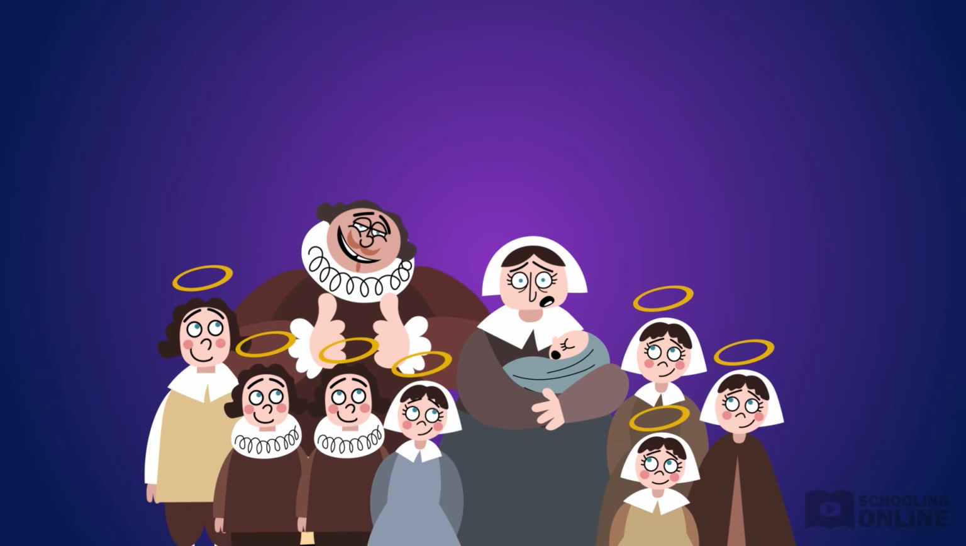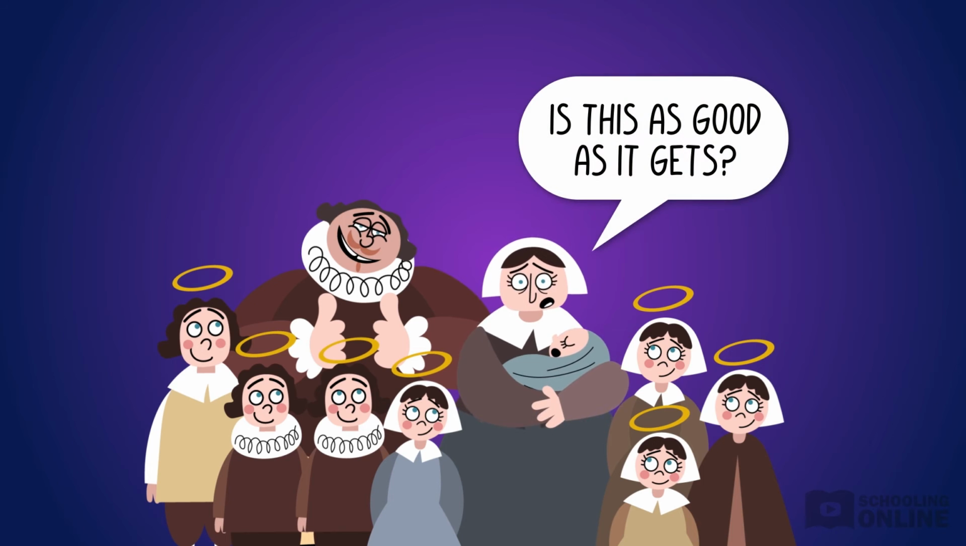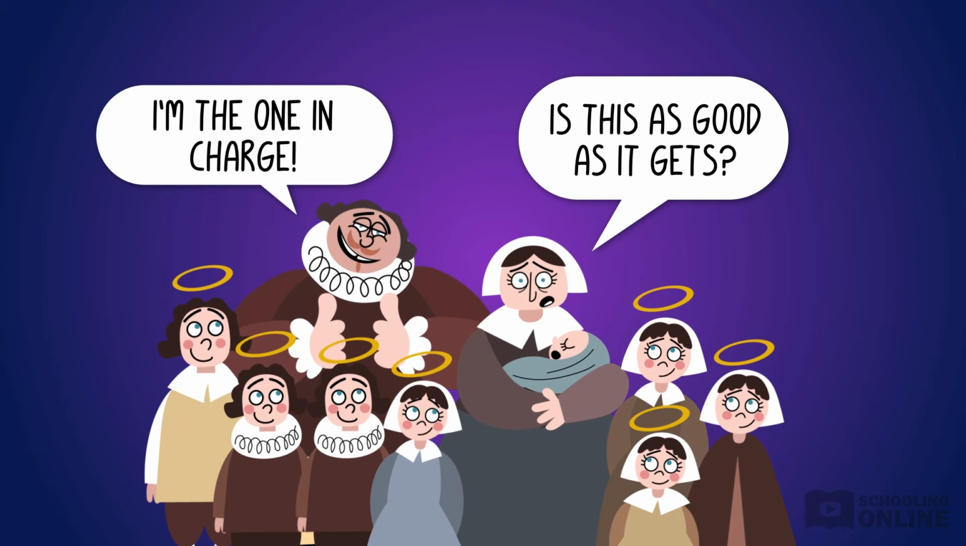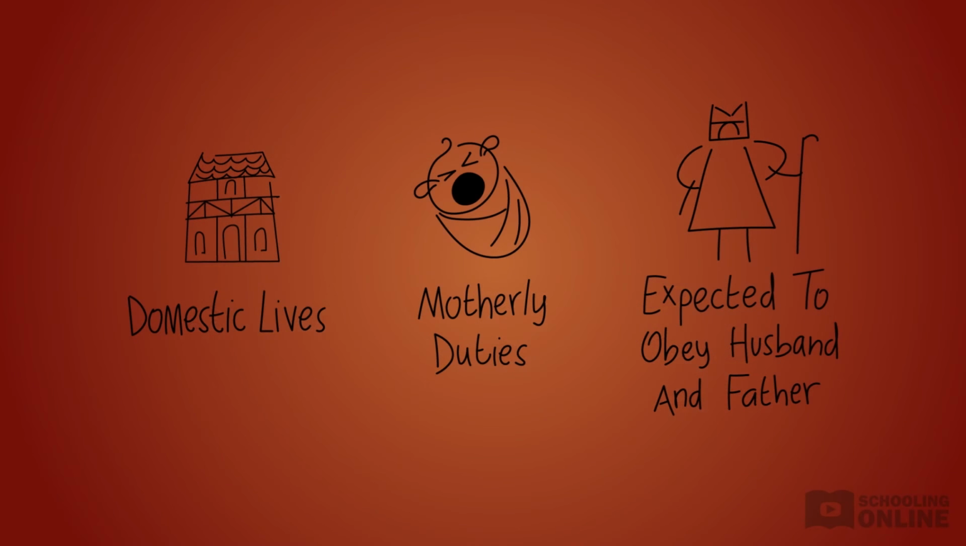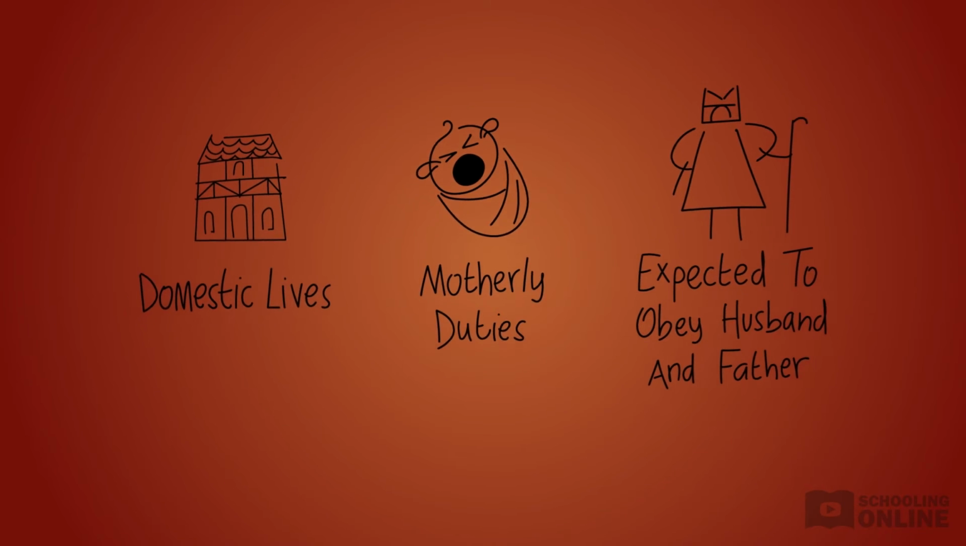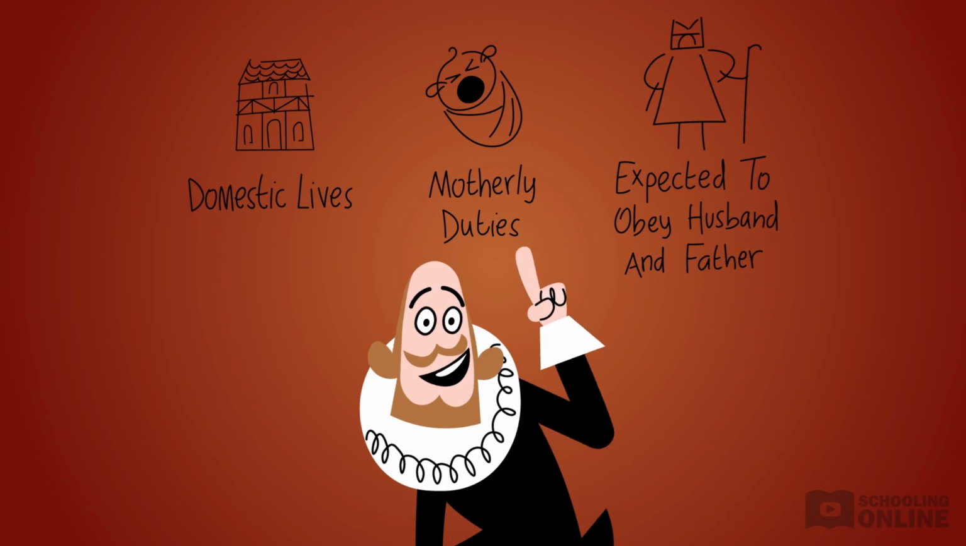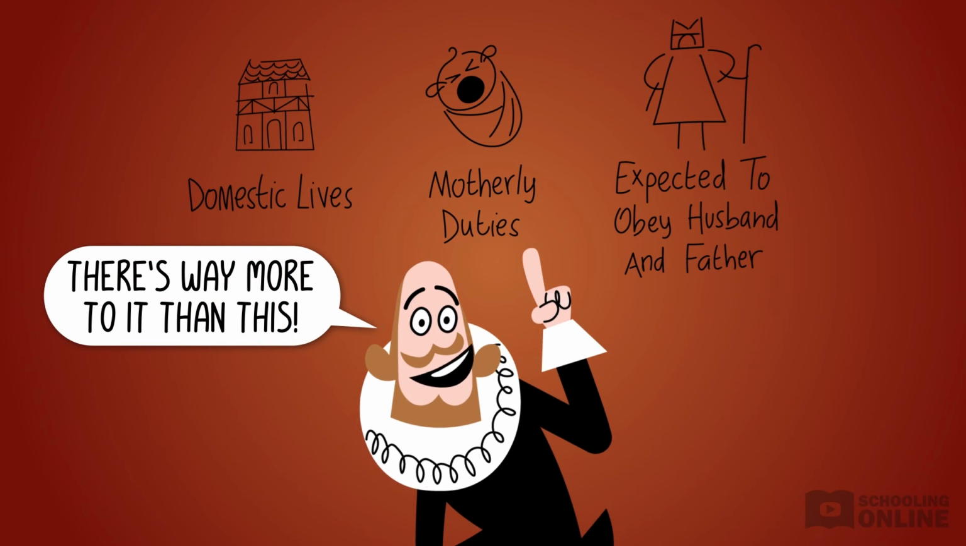When we think of Elizabethan women, it's easy to imagine them as a bit downtrodden. It's true that Elizabethan society was patriarchal, and women lived within restrictive boundaries. But Shakespeare offers us a more nuanced representation of femininity in Henry IV, Part 1.